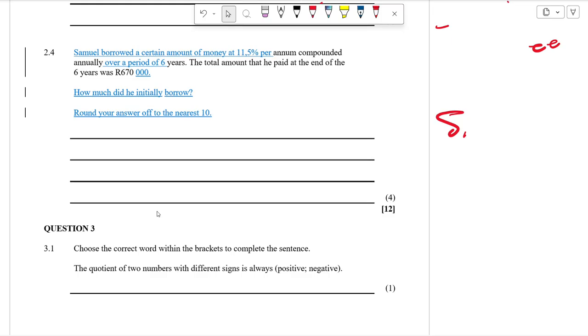Someone borrowed a certain amount of money at 11,5 per annum compounded annually over 6 years. The total amount that he paid at the end of the 6 years was 670. How much did he initially borrow? Round it to the nearest 10. So the formula says A equals P(1 plus i) to the power of n. Why do we use this formula? Because it is compounded. You see?